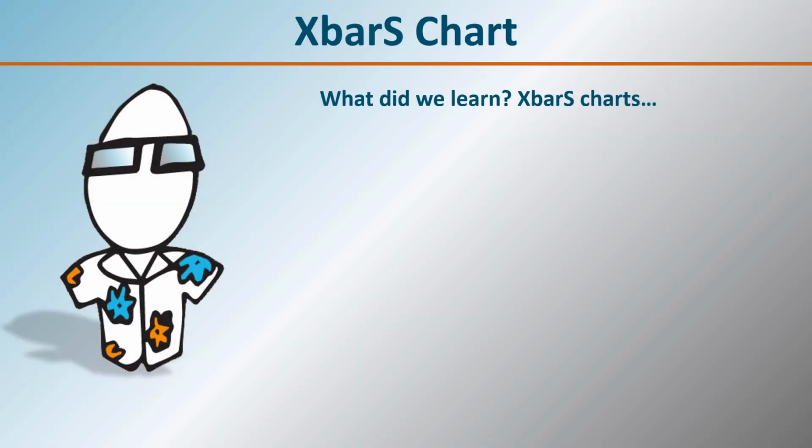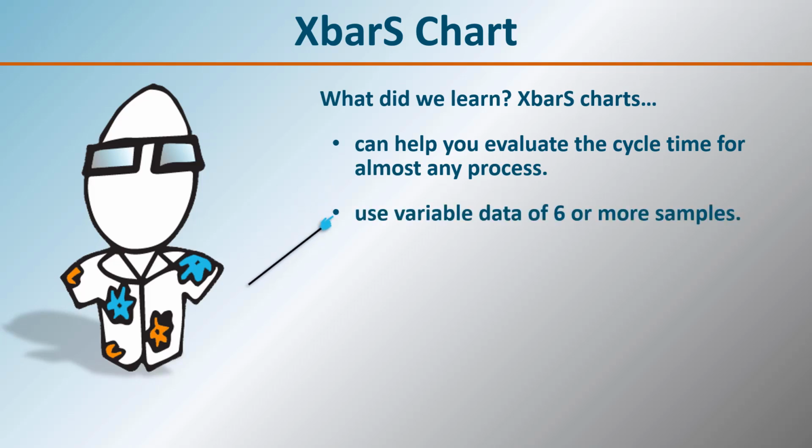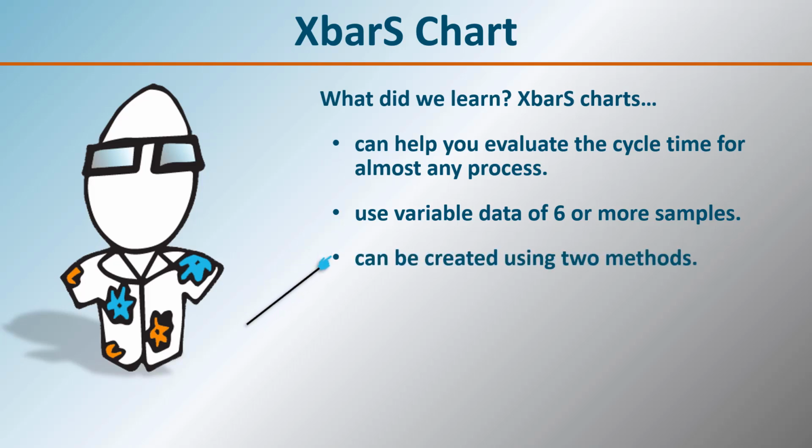So that's it. What did we learn? XbarS charts can help you evaluate the cycle time for almost any process. They use variable data of 6 or more samples per period, and they can be created with QI Macros using 2 methods, the quick chart or the XbarS template.